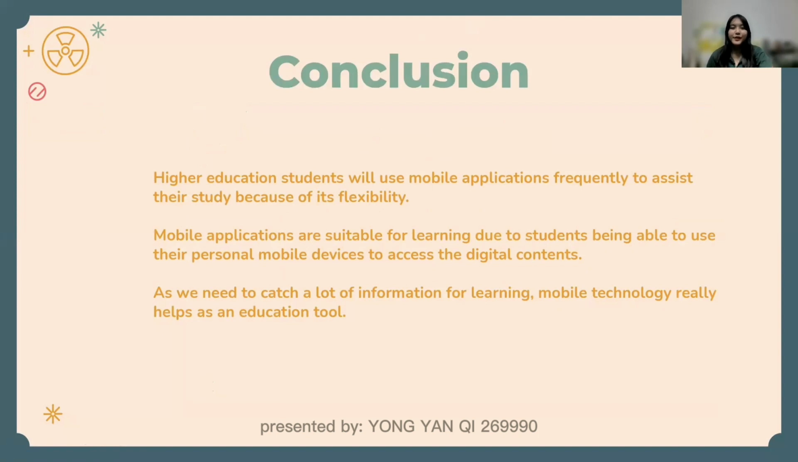And now I will talk about the conclusion. Higher education students will use mobile applications frequently to assist their study because of mobile application flexibility. Mobile applications are suitable for learning because students are able to use their personal mobile device to access digital content. As we need to catch a lot of information for learning, mobile technology really helps as an education tool for higher education students.